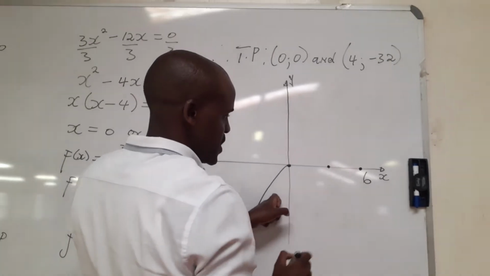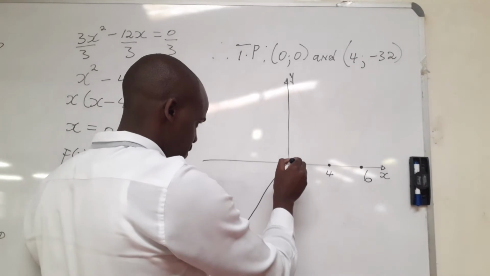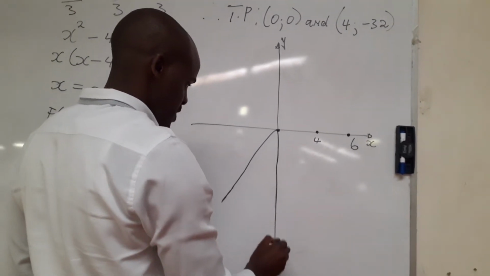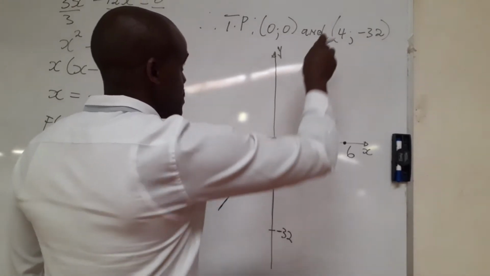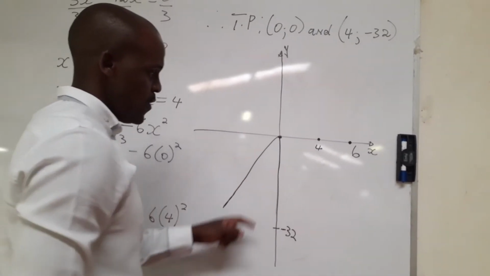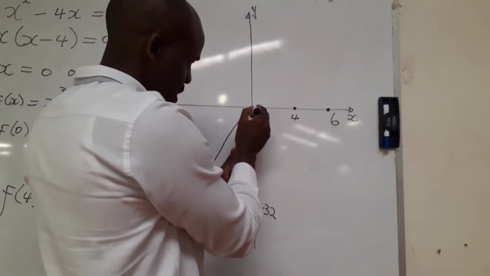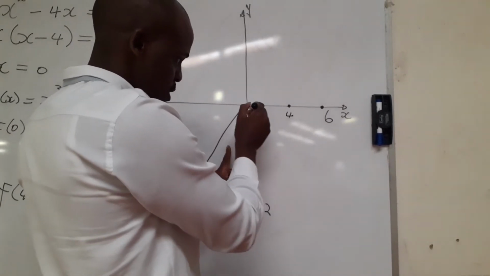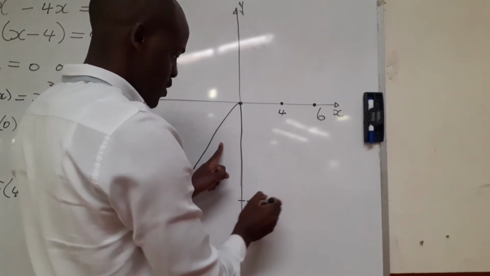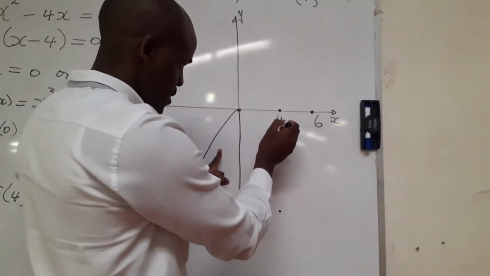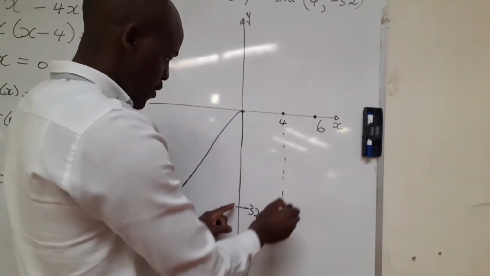There is another point, another value there, which is 4. It's 4 is to negative 32. So that means you are going to have the turning point at 0 is to 0 there. And then remember it's an increasing function. So now when it reaches that point, it will have to go down, up to here, up to there. 4 is to negative 32.